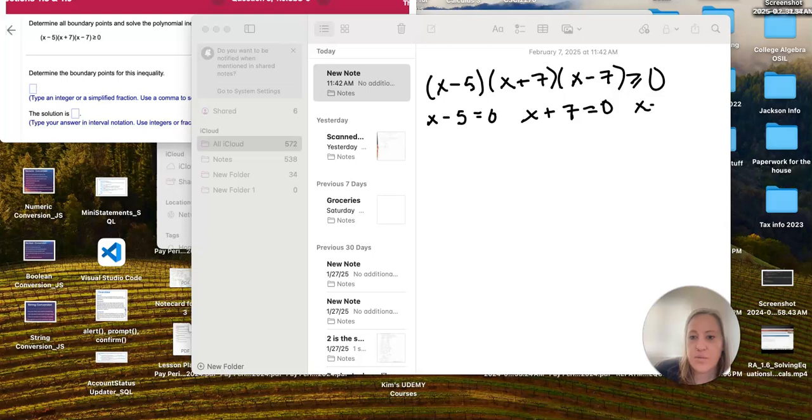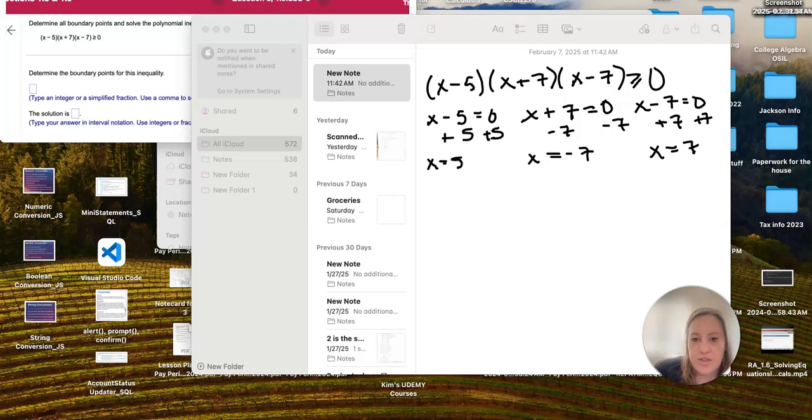And so you'll just use the zero product property to do that. And in each case, you literally just solve for x, by moving all the constant coefficients to the right-hand side. So in this case, we have x equals 5. This case, we have x equals negative 7. And then in this final case, we have x equals positive 7, or just 7. So those are our boundary points for the inequality.